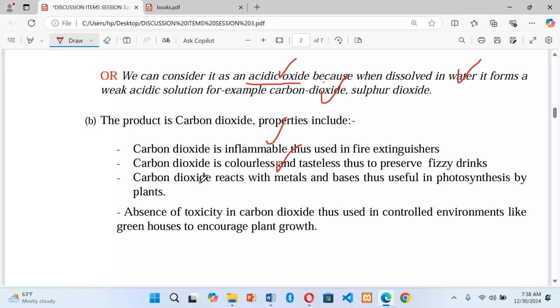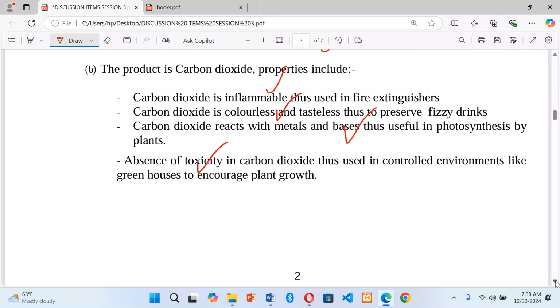Carbon dioxide reacts with metals and bases. That's used in photosynthesis by plants. Then absence of toxicity is another property that's used in controlled environments like greenhouses to encourage plant growth.